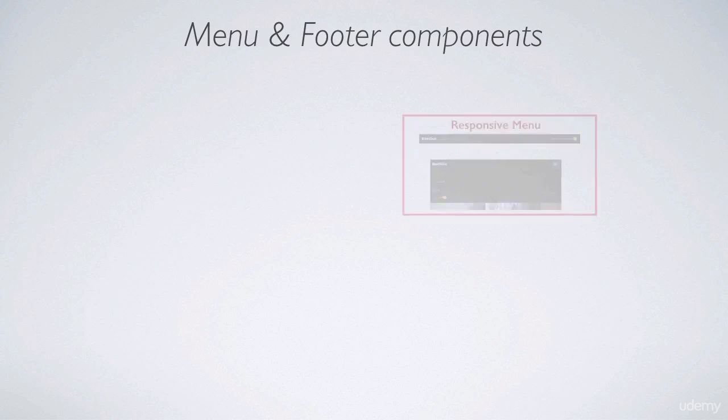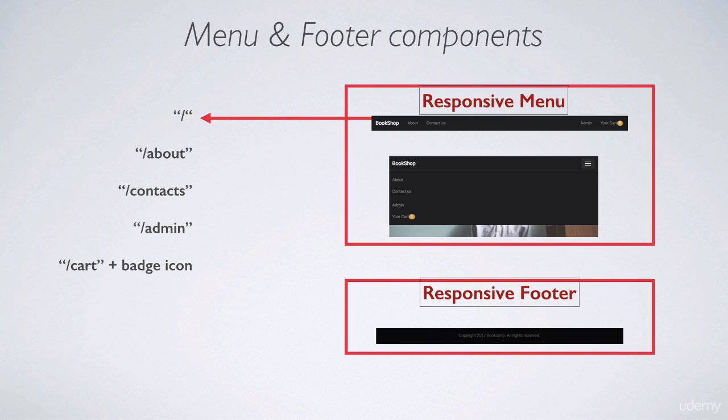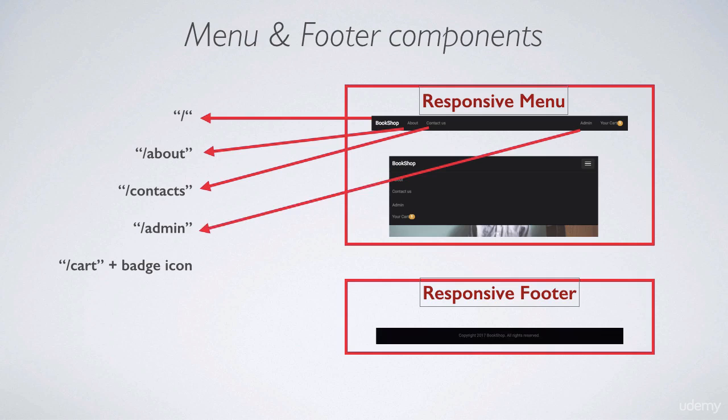In this video, we will add a web responsive menu and a footer. In our menu, we will have a link to the home page, one link to the About page, and another one to the Contact page. Aligned to the right, we will have a link to the admin page, which is our books form, and another to the shopping cart, which also contains a badge. The badge is an icon that we will use to display how many items have been added to the cart.